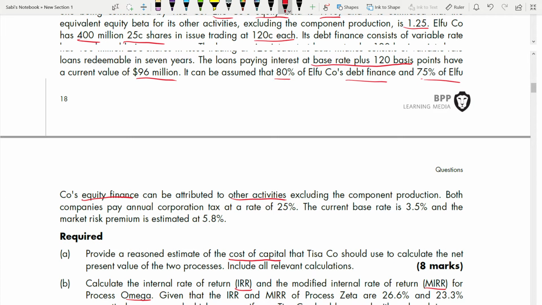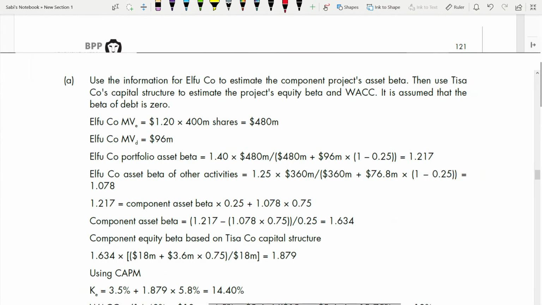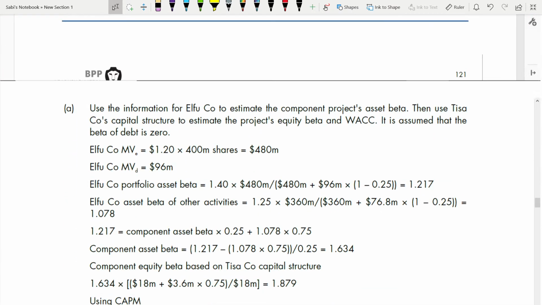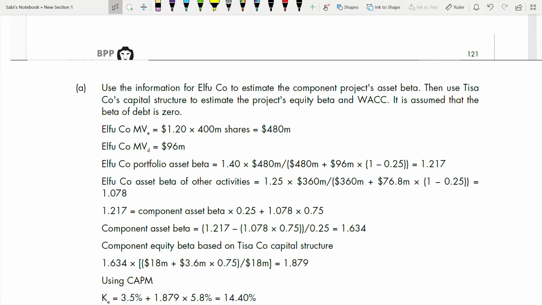Both companies pay annual corporation tax at 25%. So tax is 25% for both L4 and Tisca. The current base rate is 3.5%, and the market risk premium is 5.8%. Now you have to find the cost of capital. So we'll see how the answer is given. This is the marking scheme. Before we go to the marking scheme, first we'll do all the calculations, and then we'll take you to the marking scheme. So part A, use the information for L4 company.